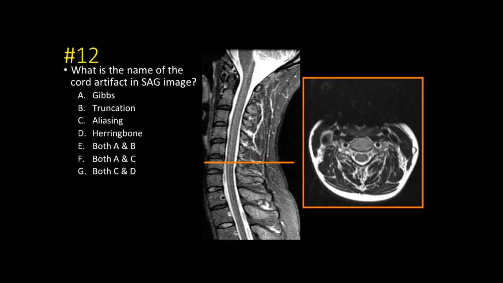Number 12, what is the name of the cord artifact in the sagittal image? Again, the orange box is depicted by the slice on the sagittal image, and you can see in the cord there's alternating signal. Within the cord it looks like there's like a pseudo-syrinx, but on the axial image it looks perfectly normal. And this is called option E, both A and B, Gibbs and truncation artifact. This is due to undersampling of K space, and you can correct this by increasing your matrix, or same thing, increasing the number of phase encoding steps.